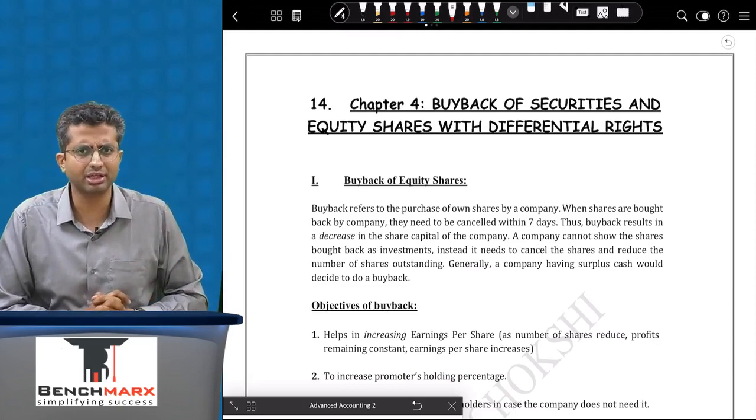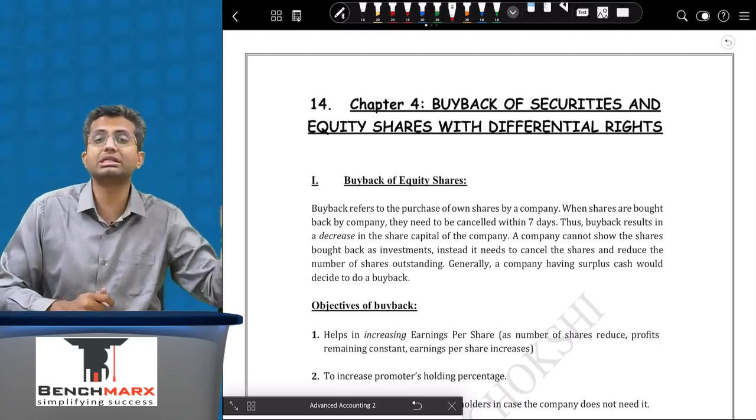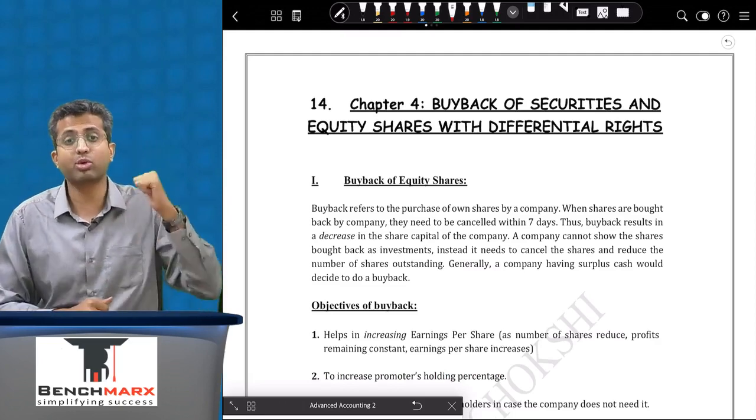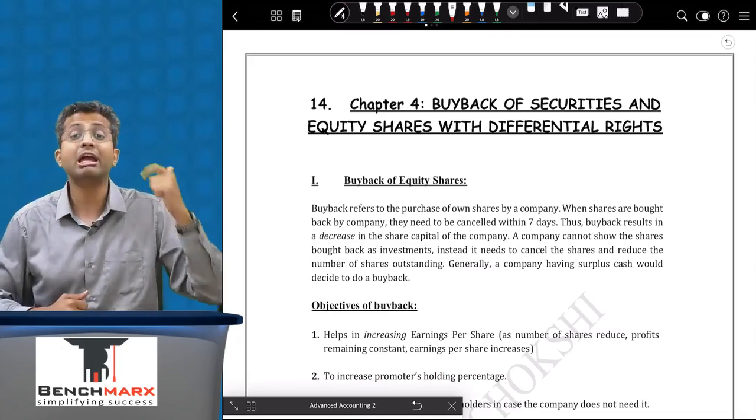It's a slightly theory based situation. Now, what are the legal provisions? What do section 68 and section 69 of the Companies Act tell you? Well, they say that the buyback is possible only if it is authorized by the Articles of Association. Otherwise, buyback cannot be done.